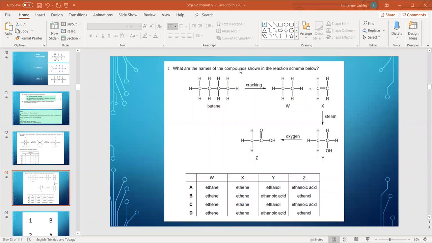So they ask you, what are the names of the compounds shown in the reaction scheme below? W is ethane. So A or B could be correct. X is ethene, so A or B could be correct. Y is an alcohol, so it's ethanol, which leaves us with A.